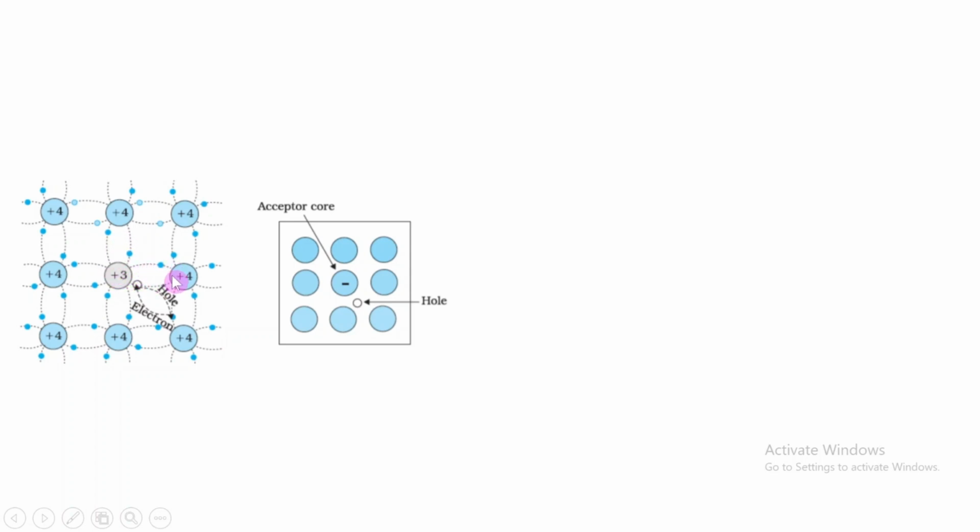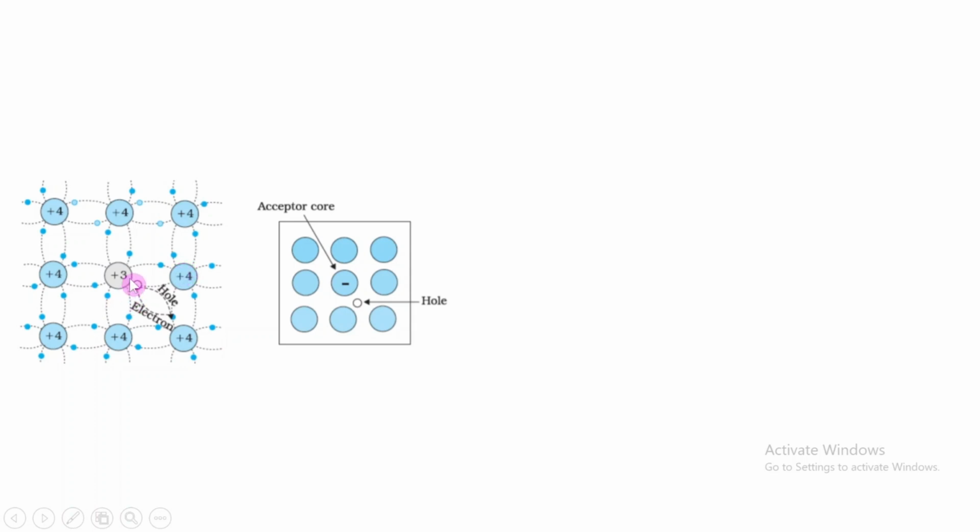On the other hand, the silicon atoms in this silicon crystal have 4 valence electrons. So when these 3 electrons are shared with the surrounding silicon atoms, the overall number will be 7, because the valence electron count of boron is 3 and that of silicon is 4. If we add them, it becomes 7. The octet rule is not followed.